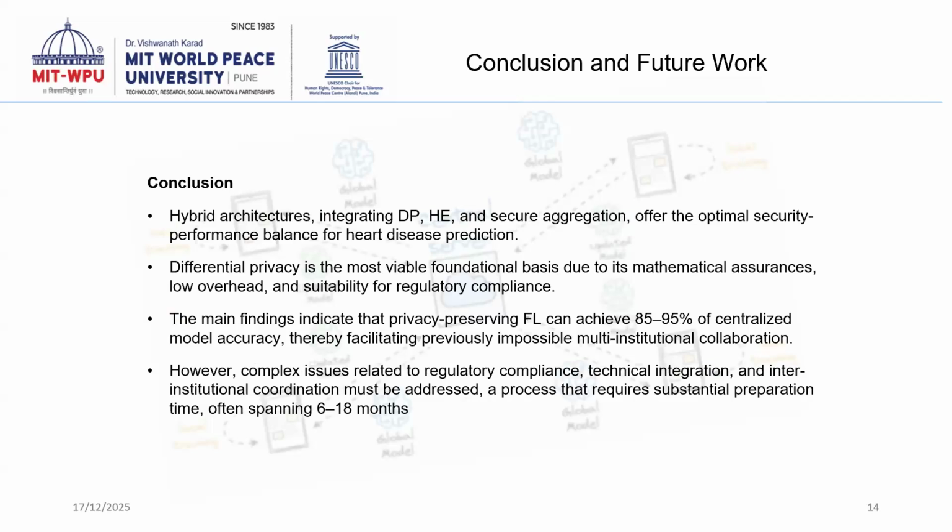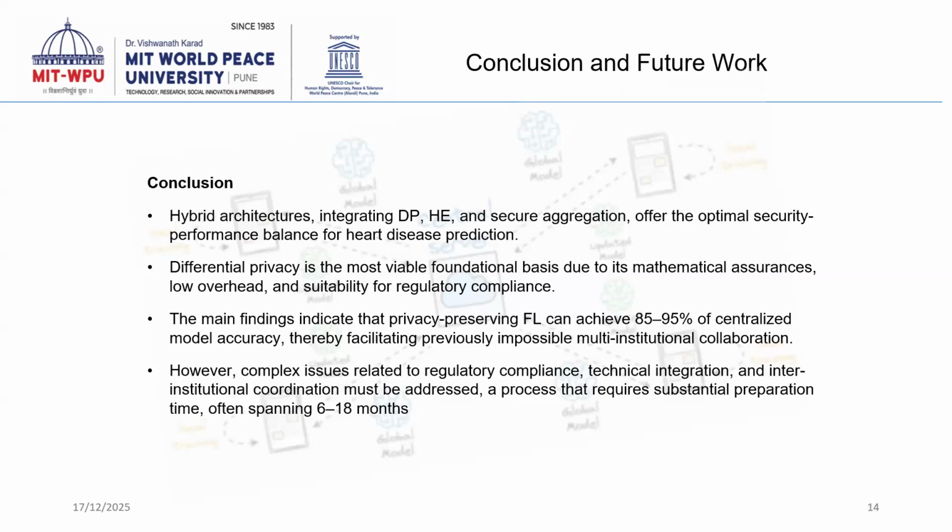In conclusion, privacy preserving federated learning represents a viable solution for heart disease prediction across different institutions. Hybrid architectures combining differential privacy, homomorphic encryption, and secure aggregation achieve a strong privacy guarantee while maintaining 85 to 90% of 95% of centralized accuracy. However, challenges related to regulation and technical integration and institutional coordination often remain significant and require careful planning.